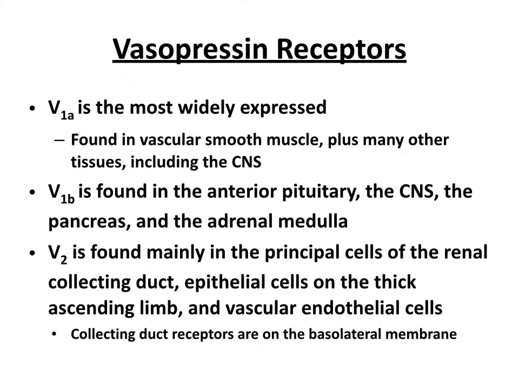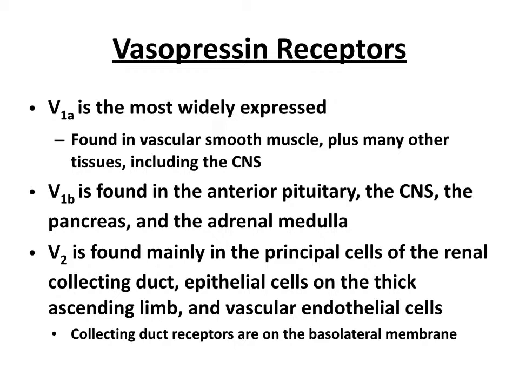Okay, V1 is the most widely expressed vasopressin receptor. It's found in vascular smooth muscle and also a lot of other tissues, including in the brain, so in the CNS, where vasopressin is used as a neurotransmitter as well as for its hormone functions. Okay, V1B is found in the anterior pituitary, also in the CNS, pancreas, and the adrenal medulla. In the anterior pituitary, it works along with CRF to cause the release of adrenocorticotropin hormone. So, vasopressin will be released in response to stress.